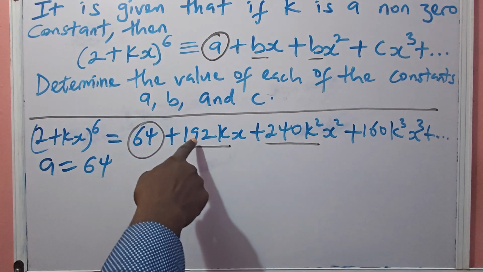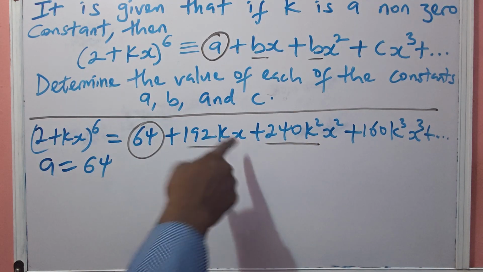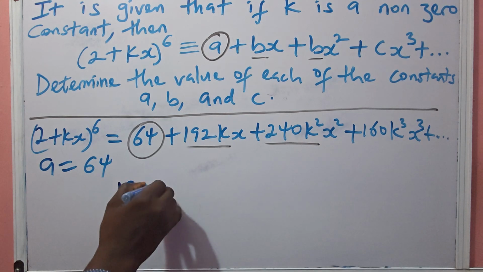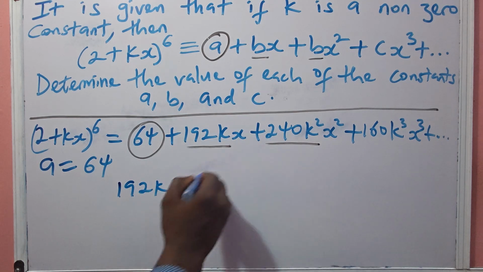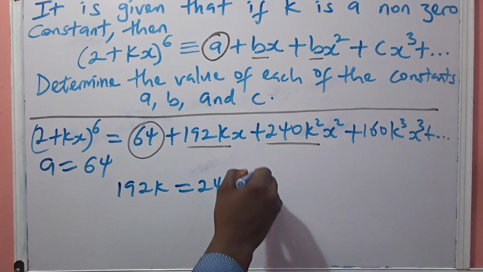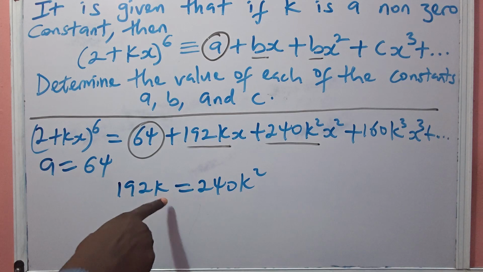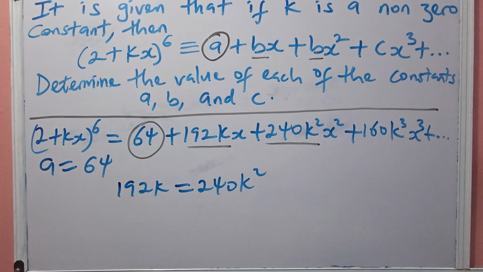This means that the coefficient of x here, which is 192k, will also be equal to 240k squared. So this is the mathematical argument that will give us the value for our k. All right, of course, if you wanted to get your b value, you need to know first what your k value would be.